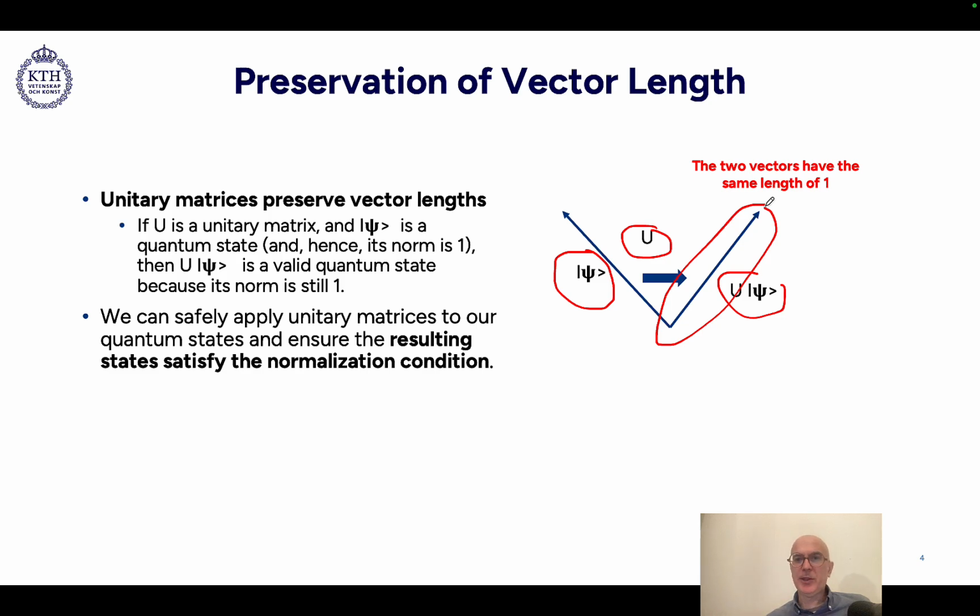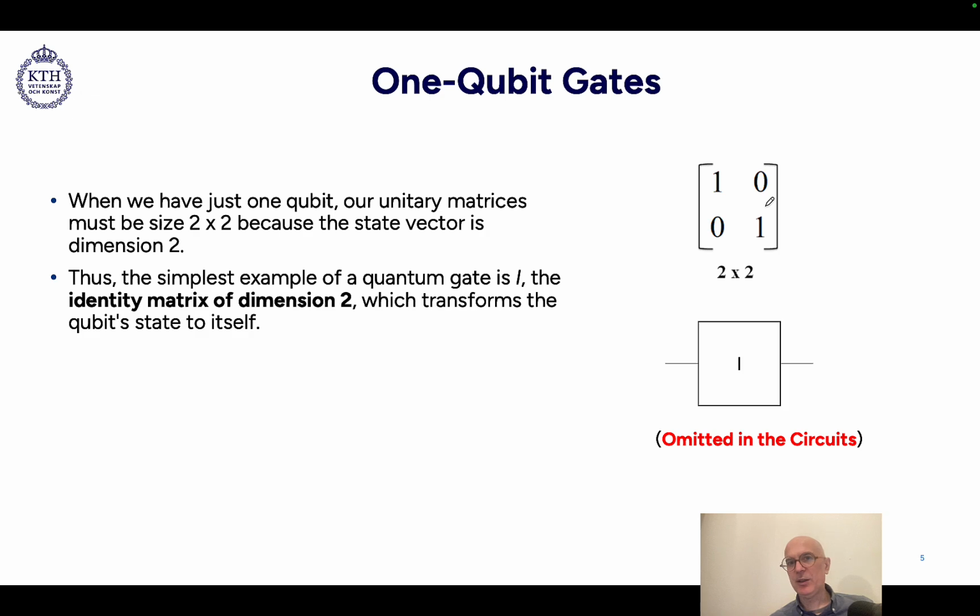Unitary transformations are quite popular in computer graphics. Many of the computer graphics transformations are unitary because they preserve the norm. For instance, rotations of vectors are unitary. We're going to focus on one-qubit gates in this lecture. So these will be unitary transformations that are going to be sized 2 times 2 because the state vector of a qubit is of dimension 2.